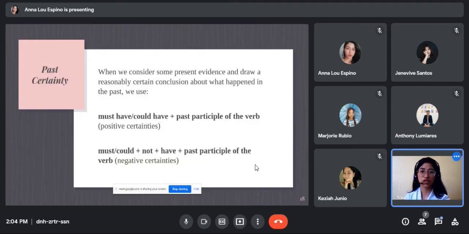Okay, so for past certainty, however, take note that when we consider some present evidence and draw a reasonably certain conclusion about what happened in the past, we use this pattern. So must have or could have, as we all know, the past form of can is could, right? So for past certainty, what we're going to use is must have or could have and then the past participle of the verb for positive certainty. On the other hand, to show negation, we're just going to add the word not. So it should be must or could followed by not plus have and then the past participle of the verb. Okay, questions? None, ma'am. Okay, very good.